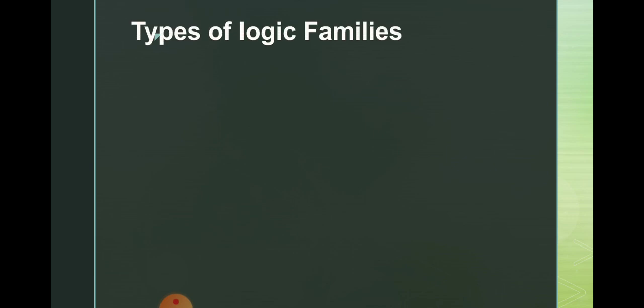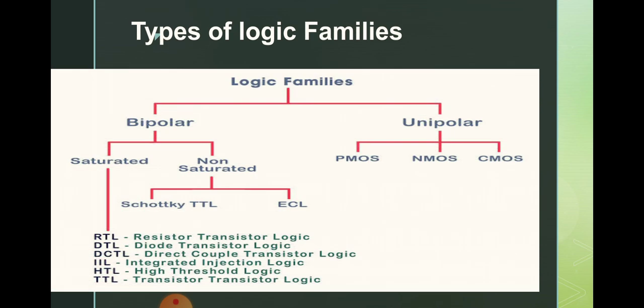So let us start with the types of logic families. Logic families broadly divide into two types, bipolar and unipolar. Bipolar logic families also divide into two types, saturated and non-saturated. Again, the saturated type of logic families can be divided into different types, depending on which components are used to fabricate the ICs.